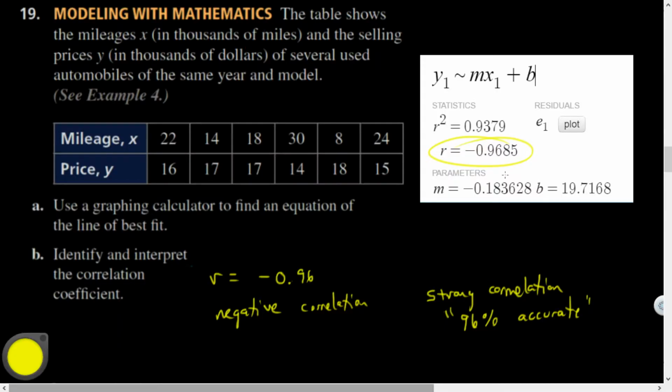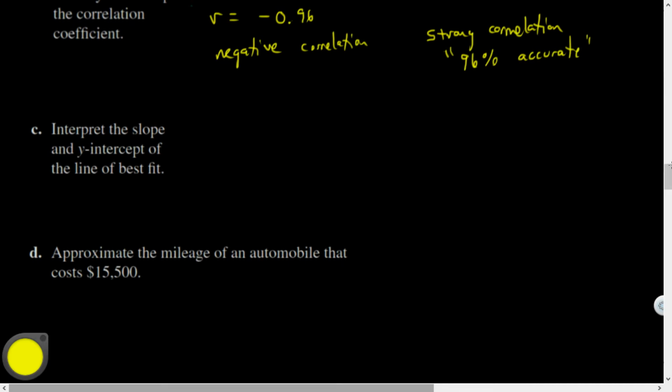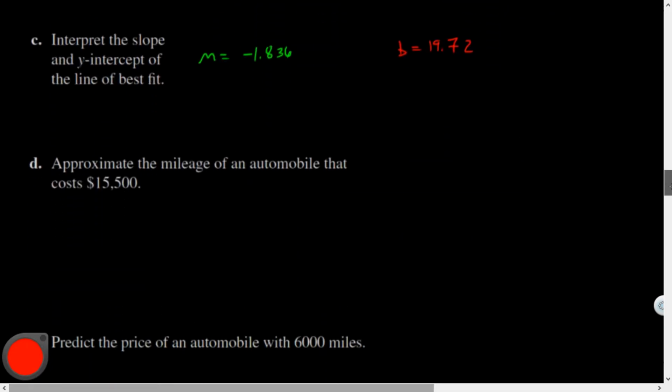All right. So let's see. This problem gets a little bit more interesting. It says interpret the slope and y-intercept. So the slope is negative 1.836. The y-intercept was 19.7. I'll round that up to 20. Okay. So what does this mean?